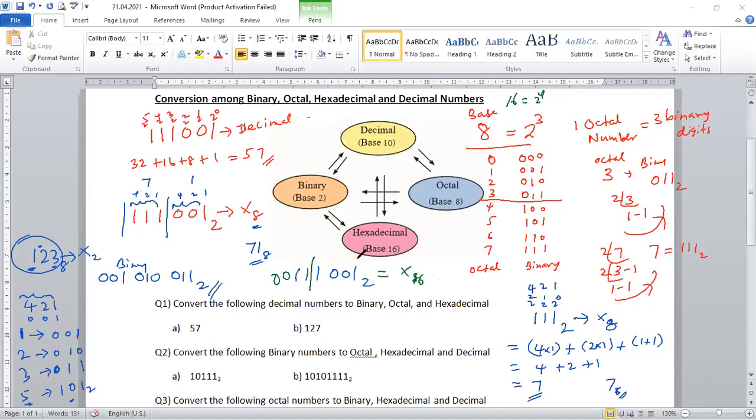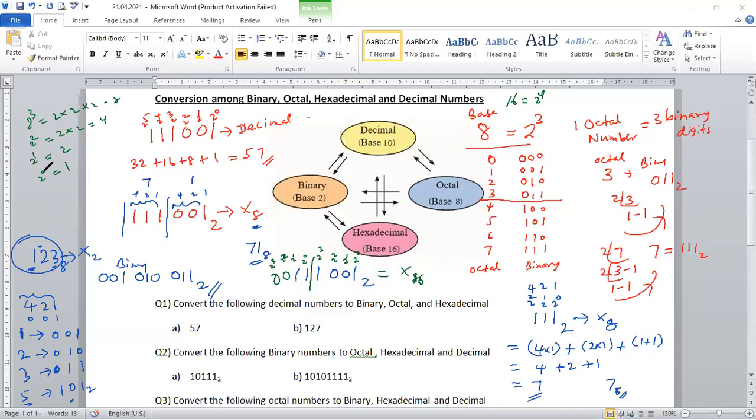So here 2 to the power 0, 2 to the power 1, 2 to the power 2, 2 to the power 3. Same here. What do you know? 2 to the power 3 is what? 2 into 2 into 2, so that is 8. 2 to the power 2, 2 into 2, is 4. 2 to the power 1 is 2. 2 to the power 0 is 1.